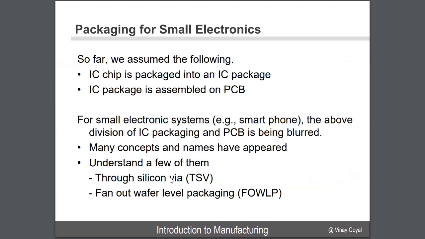So far we assume the integrated circuit chip is packaged into an integrated circuit package. The integrated circuit package is assembled in a printed circuit board. But for small electronic systems like smartphones, the lines between integrated circuit packaging and printed circuit boards are kind of blurred. But many concepts and names have appeared there when you're looking at smartphones. We need to really understand other things as well, and that includes through silicon via and fan-out wafer level packaging, which will not be covered in this course, but I want to raise that to your attention.